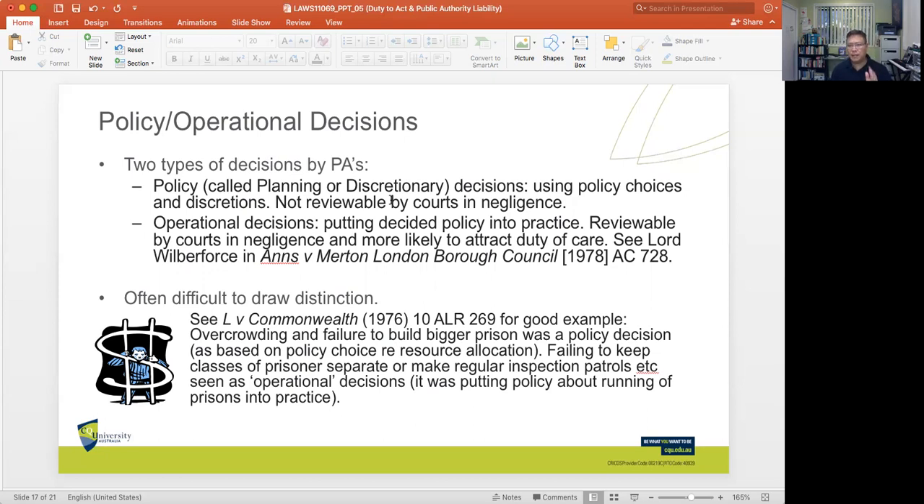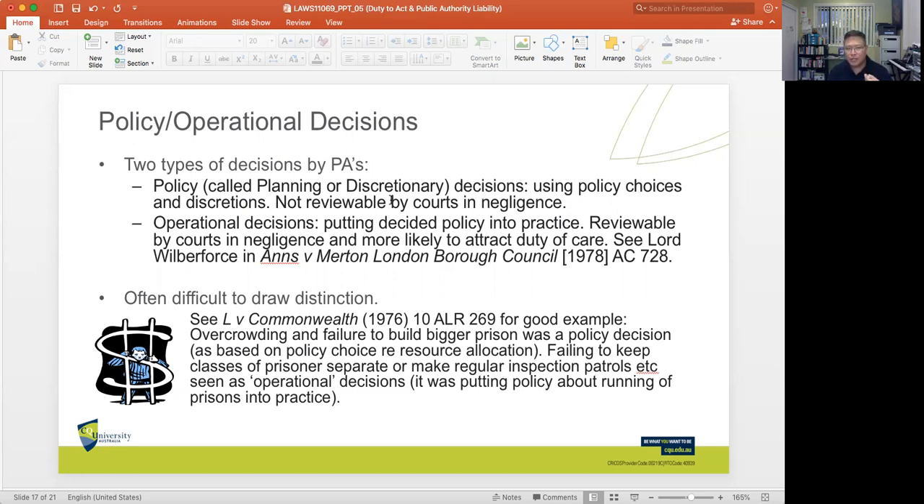In that case, if it is a policy decision and the policy decision leads to certain actions or inactions which lead to harm, there will be no liability on the part of the public authority because these are not reviewable by the courts, mainly based on the principle of non-justiciability. In other words, it's a political question. If it's a political question, it is a question that is best left to those who are elected or appointed by citizens and not for the courts to get into, because courts make decisions based on legal standards. Courts cannot make decisions on the basis of political standards, based on who should get what.